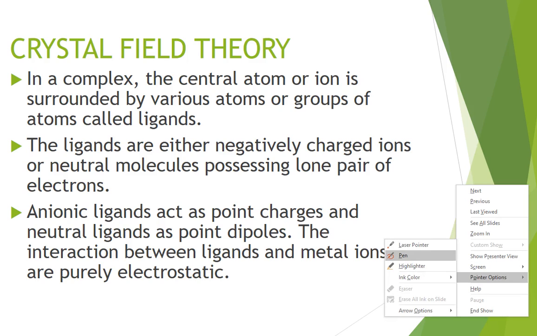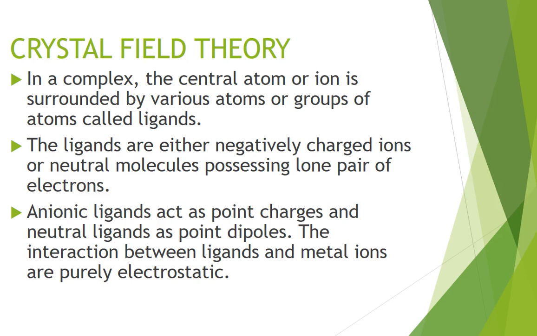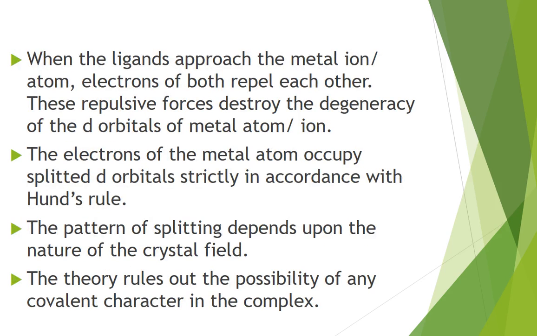Now, according to this theory, ligands are either negatively charged ions or neutral molecules possessing lone pairs of electrons. This theory considers anionic ligands as point charges and neutral ligands as point dipoles. And this theory says the interaction between ligands and metal ions is purely electrostatic.